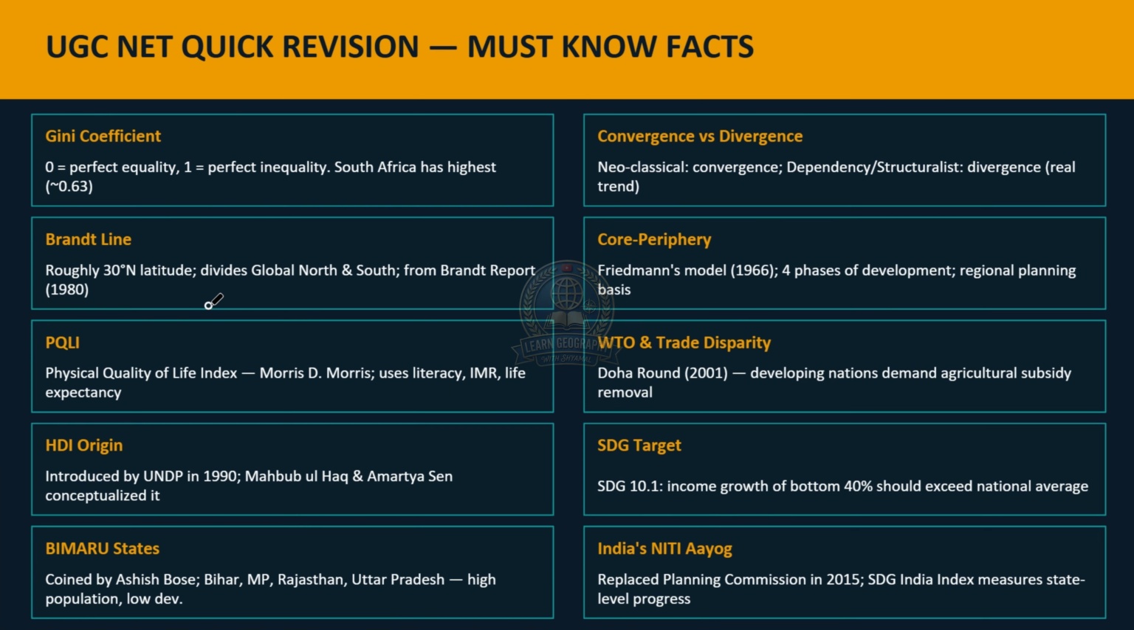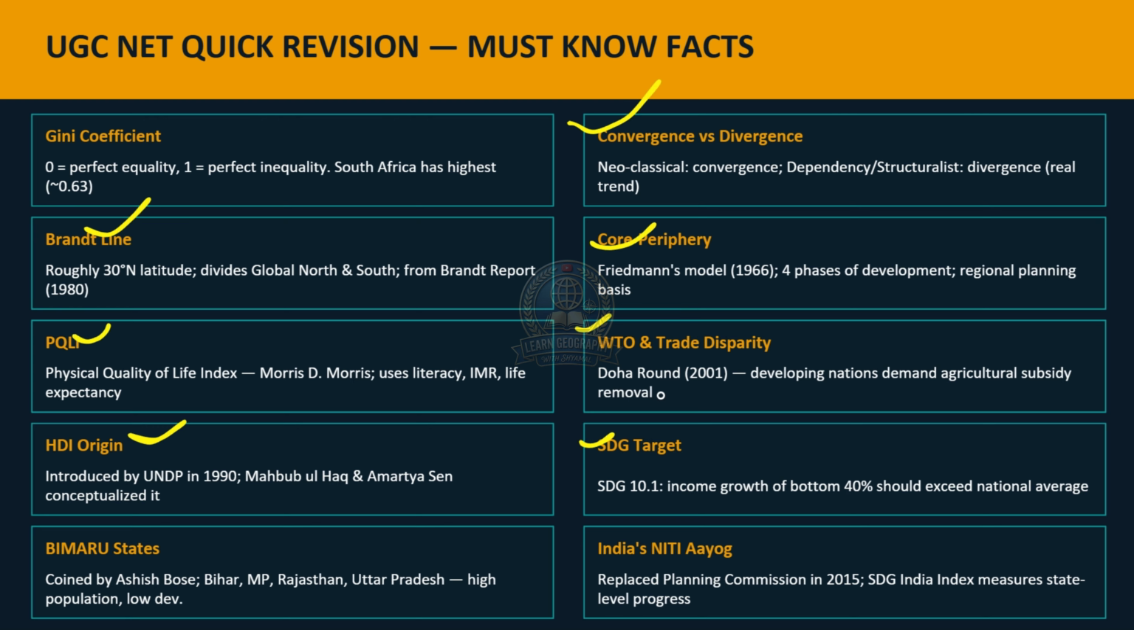Okay, UGC NET quick revision. Gini coefficient. Brandt Line, roughly 30° north, divides global north and south, from Brandt Report 1980. PQLI, Physical Quality of Life Index. HDI origin, introduced by UNDP in 1990, Mahbub ul Haq and Amartya Sen conceptualized it. BIMARU states coined by Ashish Bose: Bihar, Madhya Pradesh, Rajasthan, Uttar Pradesh, high population, low development. Convergence by divergence: neoclassical convergence, dependency and structuralist divergence, real trend. Core periphery, Friedman's model, 4 phases of development, regional planning basis. WTO and trade disparity, Doha Round 2001, developing nations demand agriculture subsidy removal. SDG targets, SDG 10.1, income growth of bottom 40% should exceed national average.